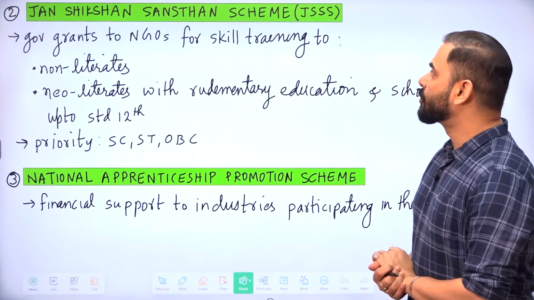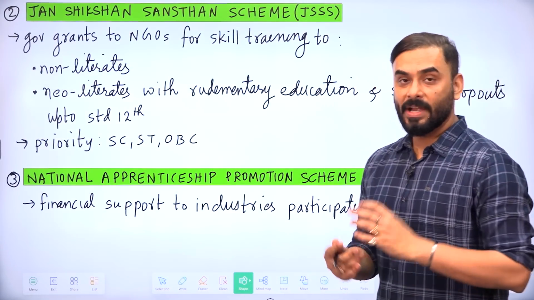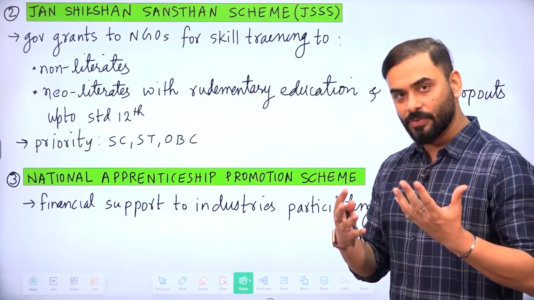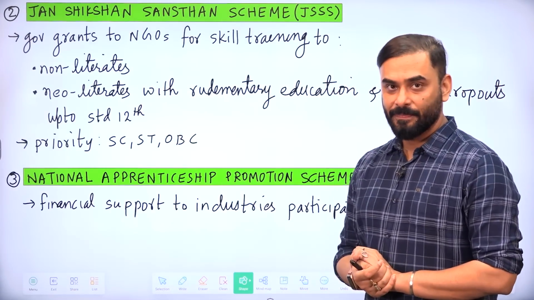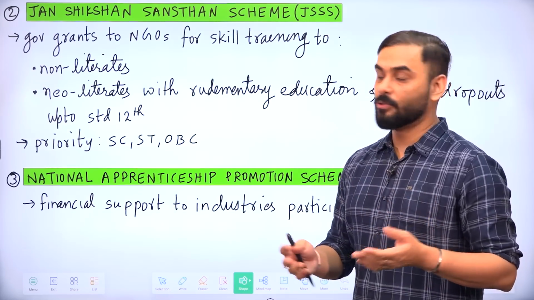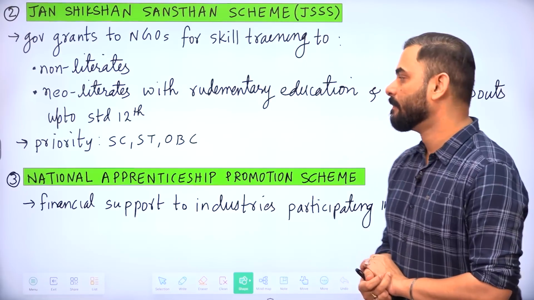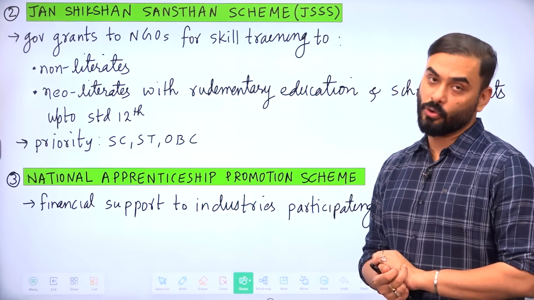Now, the Jan Shikshan Sansthan scheme has been launched by the government of India so that the government can give grants to NGOs, and NGOs are going to give skill training to non-literates as well as new literates, people who are dropouts and who just had a basic level of schooling. Here the priority is to provide skills to SCs, STs and OBCs.